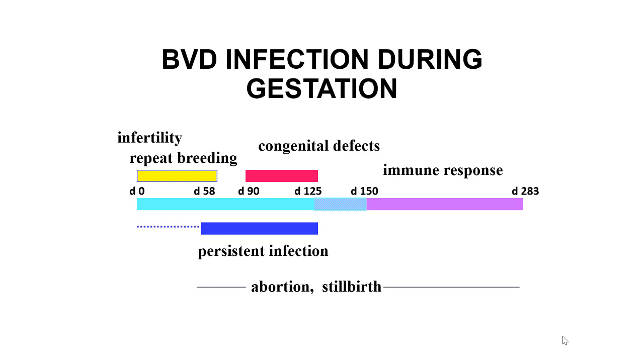Okay, so let's look at this little schematic. This is BVD infection during gestation. This middle line here is just the gestation of a cow. We're using 283 days. If that cow is infected, or bred by an infected bull, at day 0 or the day she breeds, many times she could carry that calf all the way through. But many times that pregnancy is not going to go forward anymore. So she's going to be a repeat breeder.